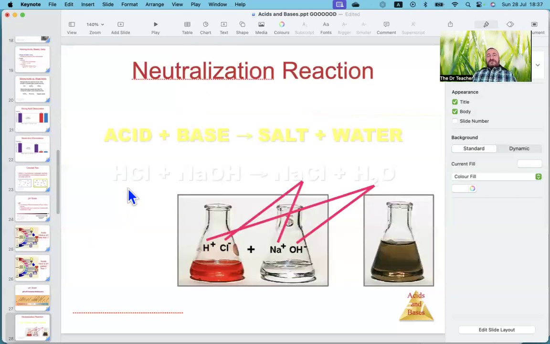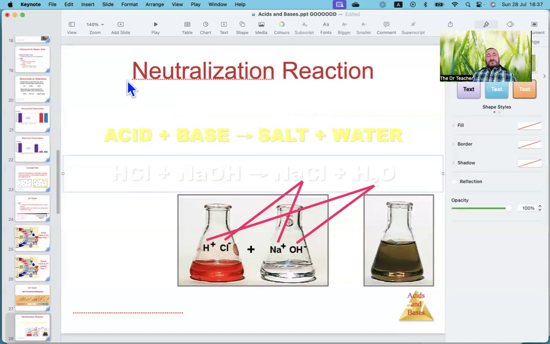If we see here the, oh my God, so I need to change the color here.